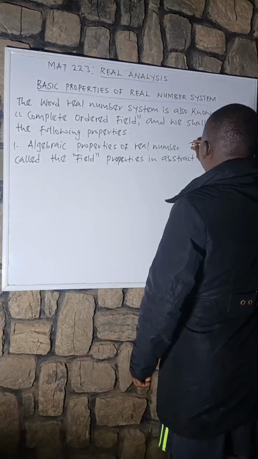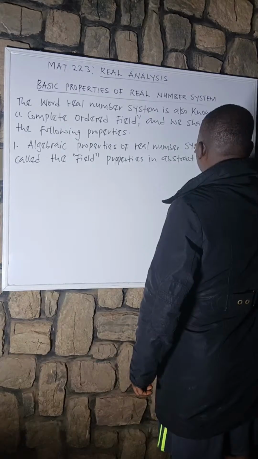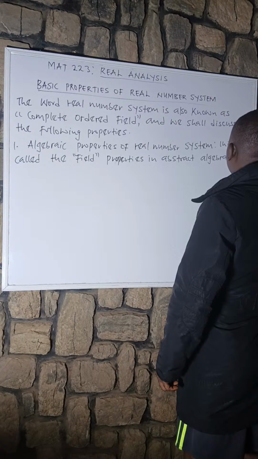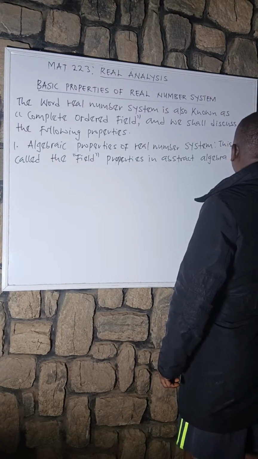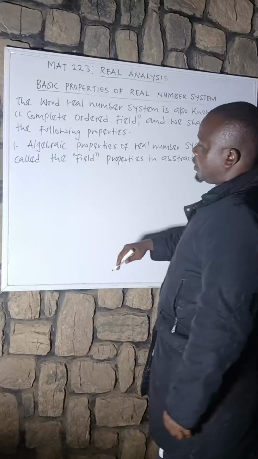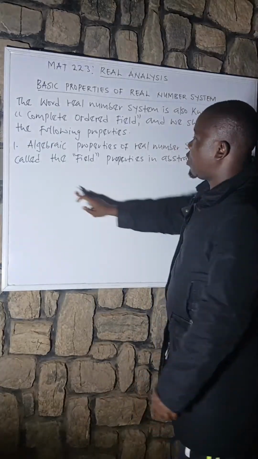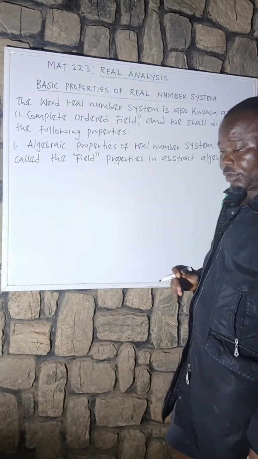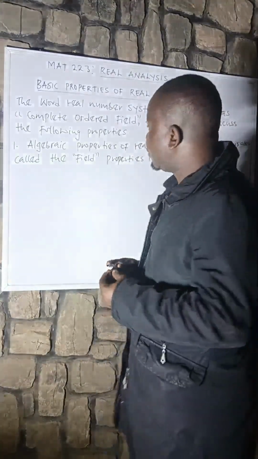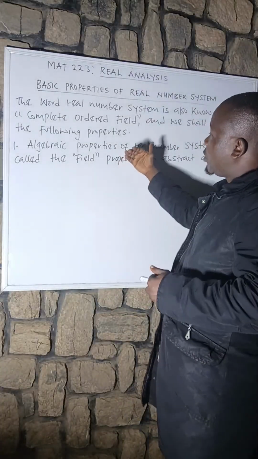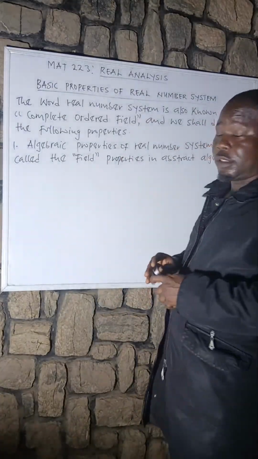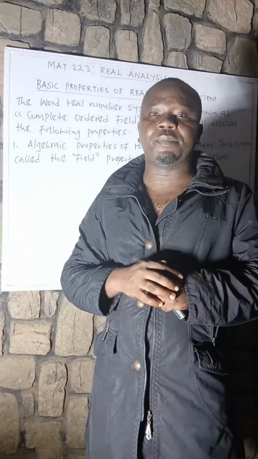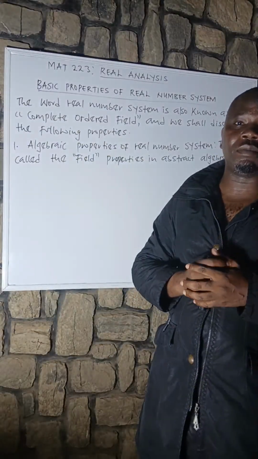The algebraic properties of the real number system are also known as the field properties. This is also called the field properties in abstract algebra. Is that clear? So it means the algebraic properties of the real number system is also known as what? Field properties in abstract algebra.